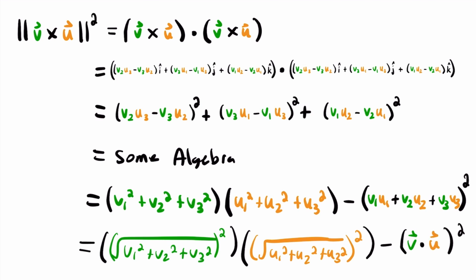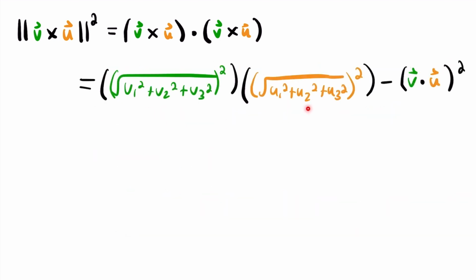We have a couple more things that we can rewrite here to get an interesting result. Let's rewrite these magnitudes squared. This will be equal to the magnitude of vector v squared times the magnitude of vector u squared, and then we're subtracting the dot product of v and u squared.